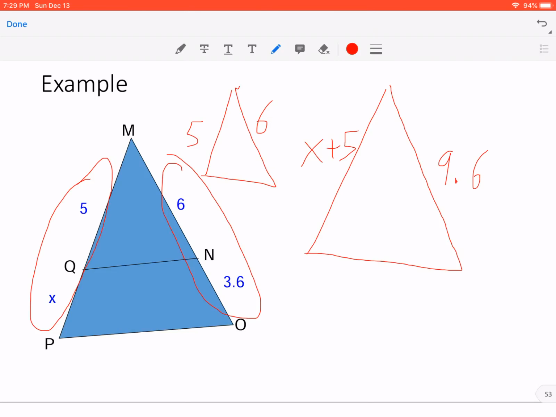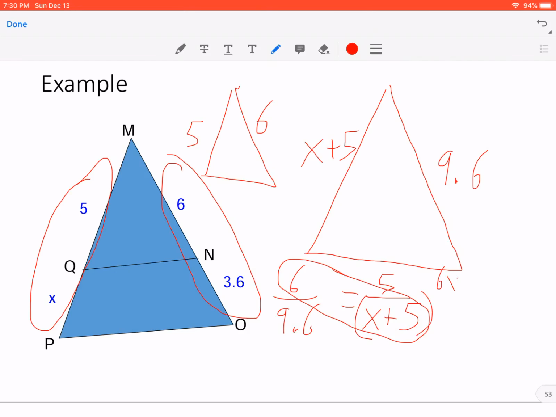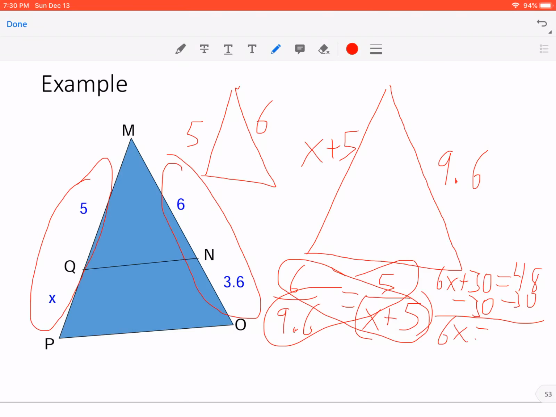Again, find your match. Who does 6 go with? 9.6. Who does 5 go with? X plus 5. You're going to have to distribute again. Alright, so I'm going to go ahead and multiply that out, but that's going to be 6x plus 30 equals 5 times 9.6. So if you do 5 times 9.6, that's 48. Subtract 30. Most of these are two-step equations. 48 minus 30 is 18, and 6 goes into 18 how many times? 3. There's your answer right there.